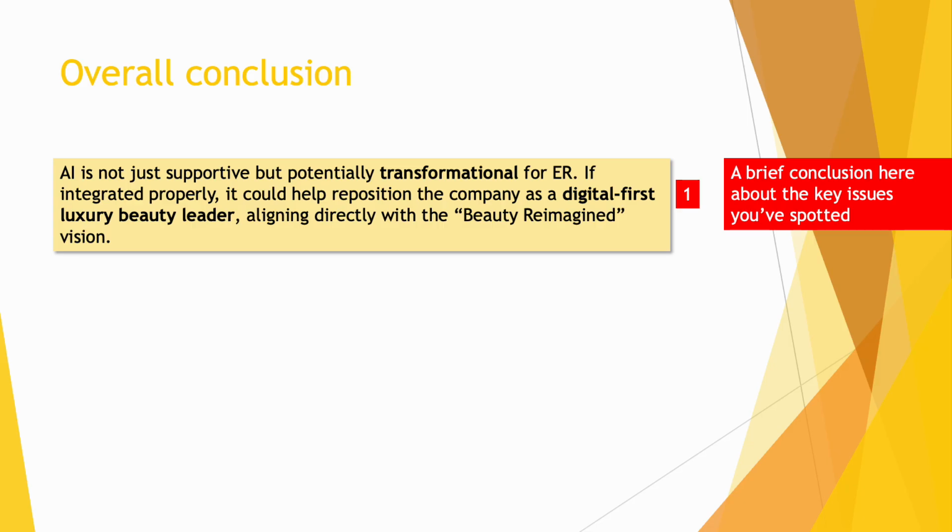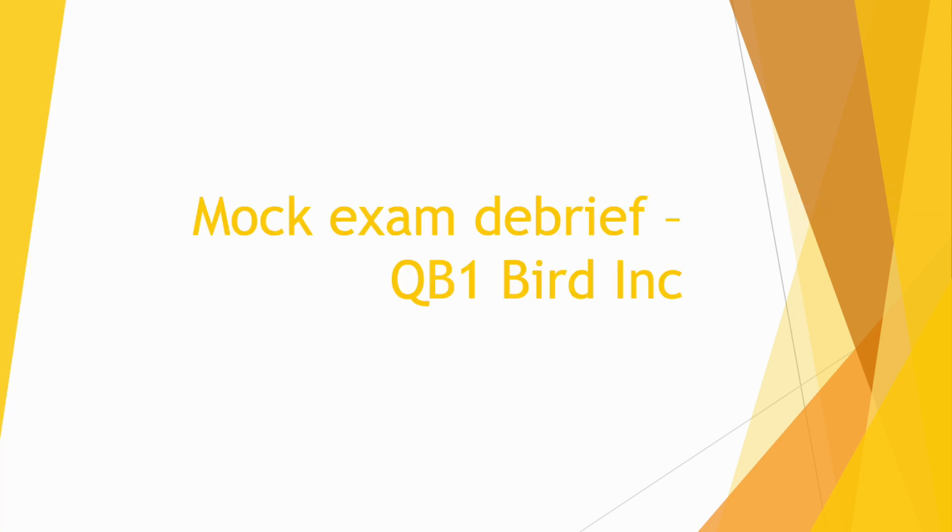Now, that's our A section question done. So we've done that giant scenario. What we're going to go on to do is have a look at the B section questions and get a feel for how you might have tackled them. So we're going to leave Estelle Riviere and the world of beauty behind us, and we're going to move into our B question, our first B question, which is Bird Inc.